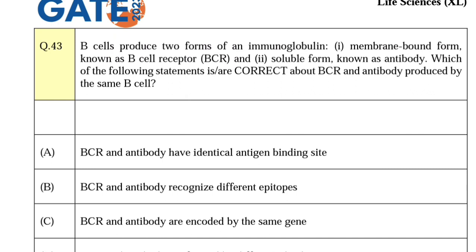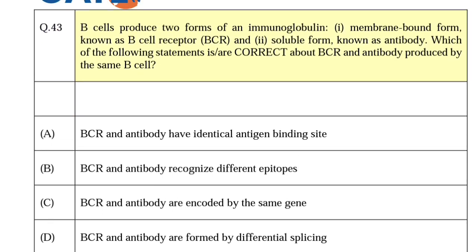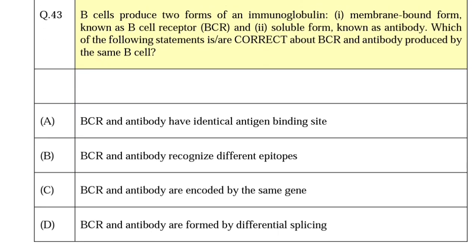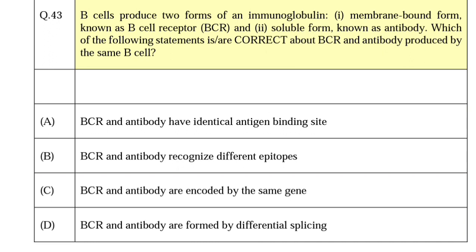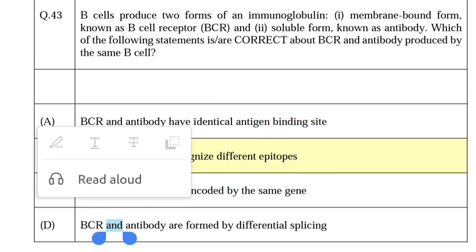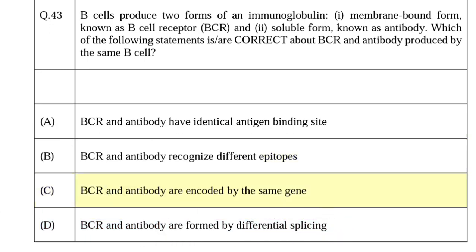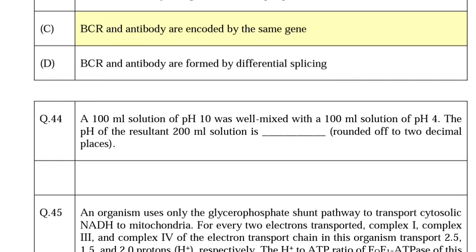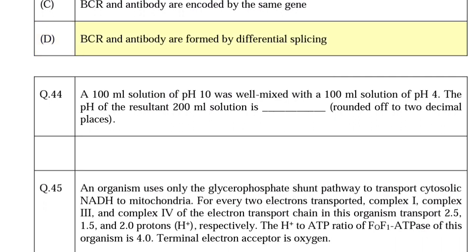Q.43. B cells produce 2 forms of an immunoglobulin: I. Membrane-bound form, known as B-cell receptor, BCR, and II. Soluble form, known as antibody. Which of the following statements is correct about BCR and antibody produced by the same B cell? A. BCR and antibody have identical antigen binding sites. B. BCR and antibody recognize different epitopes. C. BCR and antibody are encoded by the same gene. D. BCR and antibody are formed by differential splicing.